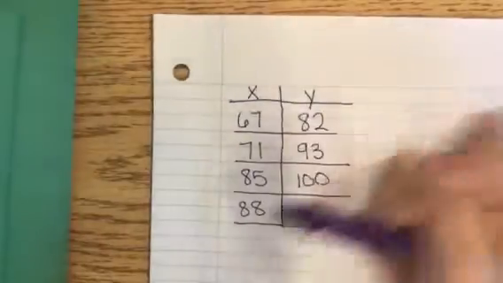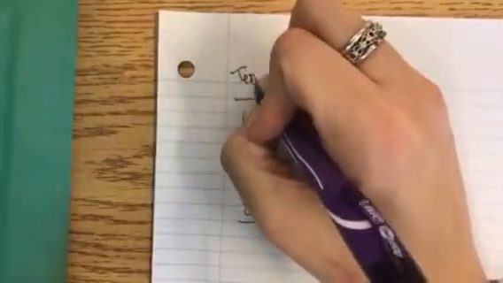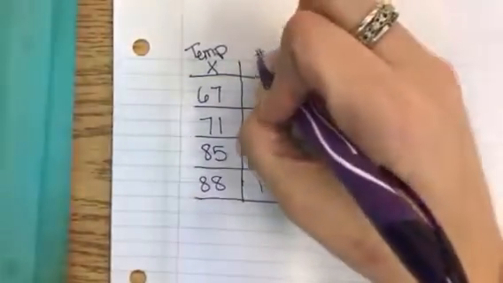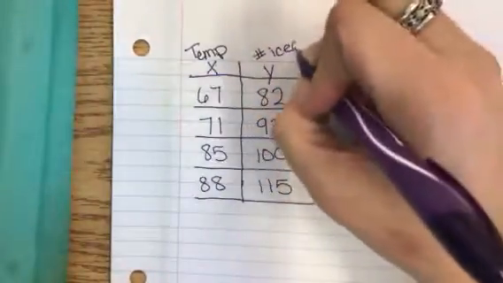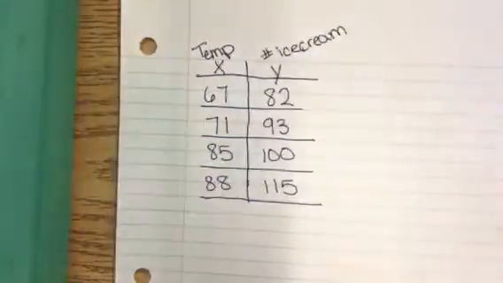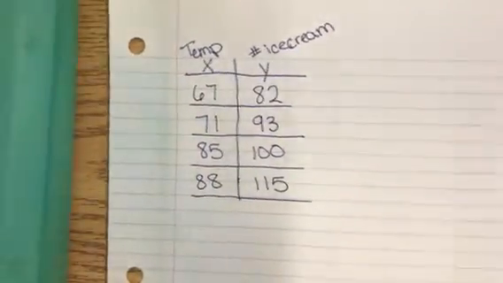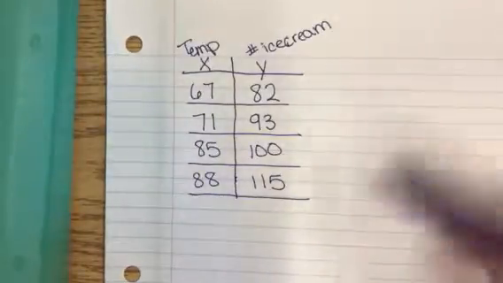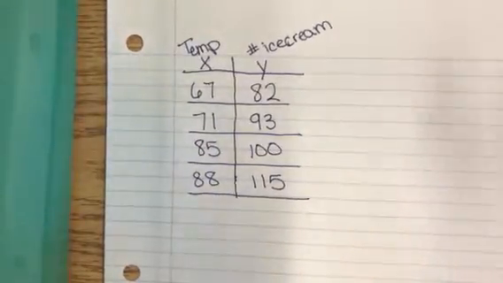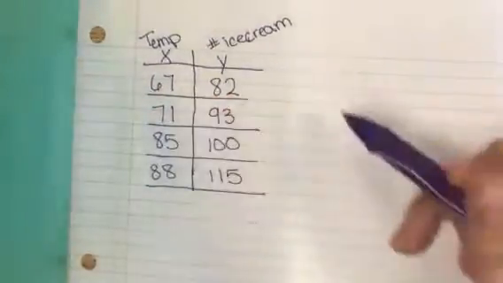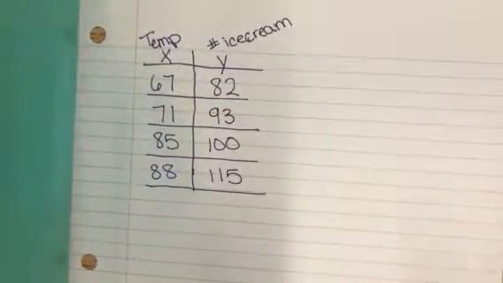And let's say that our X value is going to represent the temperature outside, and the Y value is going to represent the number of ice cream cones that a stand sells, whatever. One of the things that we should be able to do is take this data and construct a scatter plot. A scatter plot is simply taking this data and plotting it onto the coordinate plane.